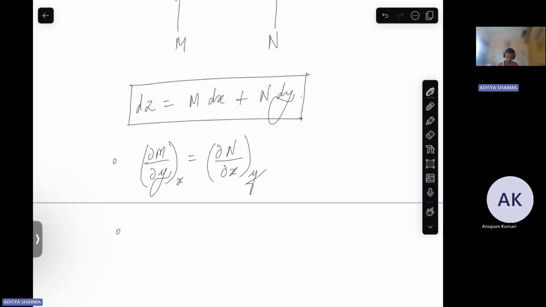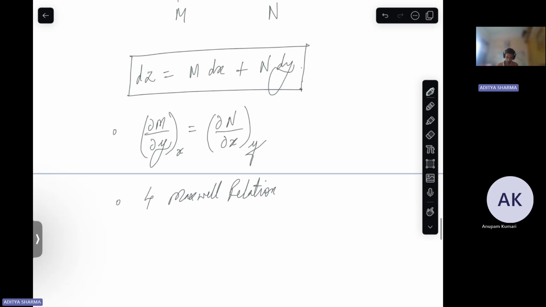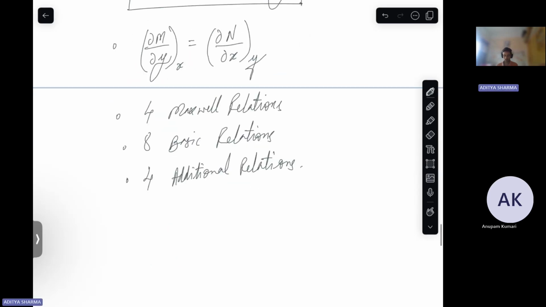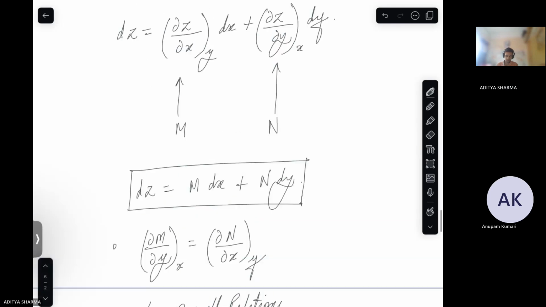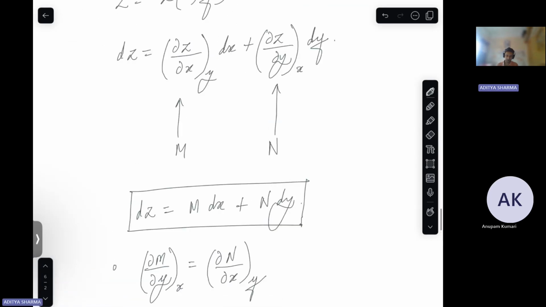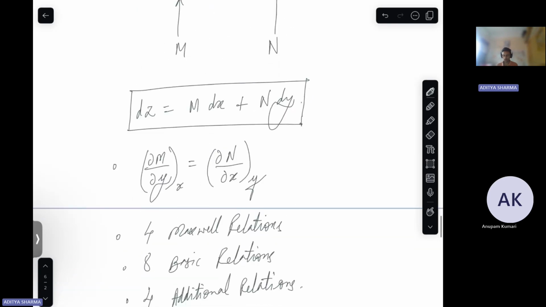So there are four Maxwell relations, and then eight basic relations, and then further four additional relations that can be obtained from these eight basic relations. That is basically a comparison, based on that we can get these relations. So for Maxwell relations, please keep in mind this exact differentials concept and the property of these exact differentials.